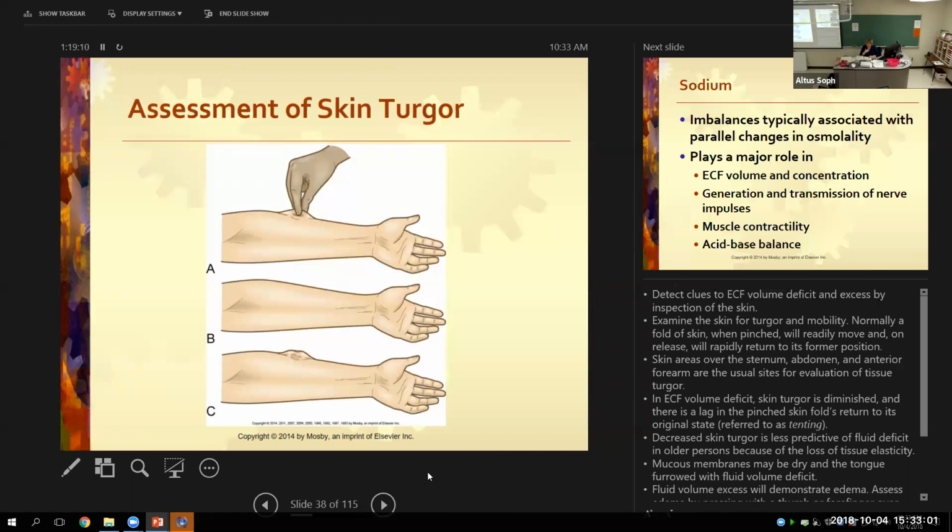Now, another place to look at that is over the skin, over the sternal area. You can pinch that skin, especially in older people, because of the loss of the collagen in the skin. Sometimes over the hand, you don't get as good a picture of the tenting as you might over the sternal area in your older patients. So keep that in mind.